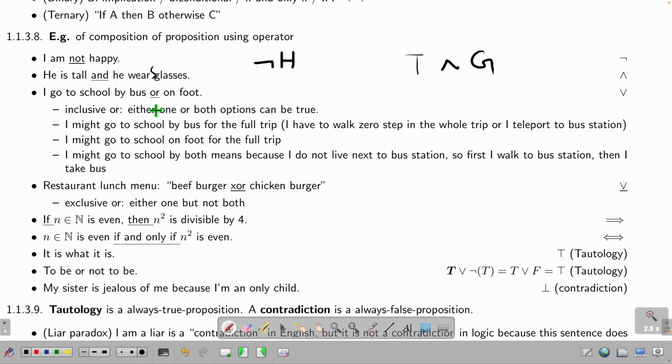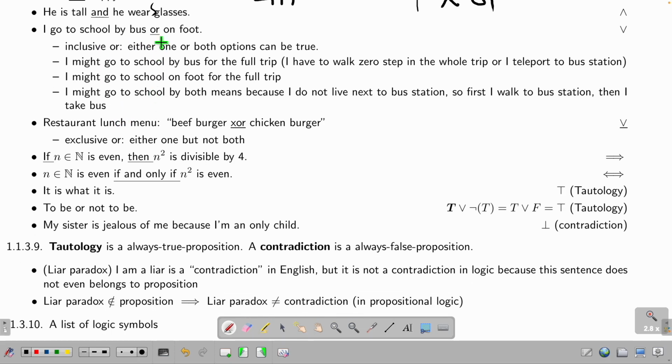So there are 2 ors in logic. The first one is or. The second one is exclusive or. What does it mean? I go to school by bus or on foot. It means this is an inclusive or. That means I either do one of them or both of them.